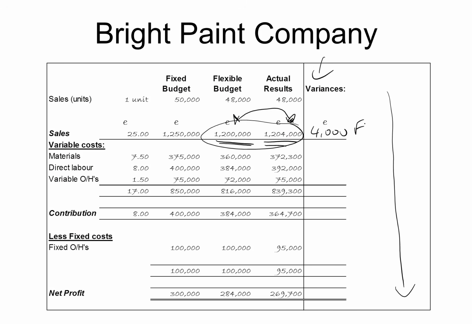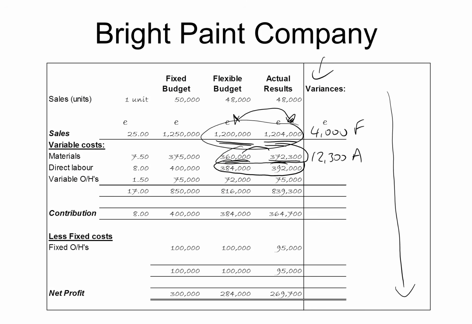Now moving on to look at the costs, the direct material cost. Well, we would have expected the figure to be 360,000. It in fact is higher. It's 372,300. That's a difference of 12,300. And we have a cost that is higher, so therefore that is an adverse variance.